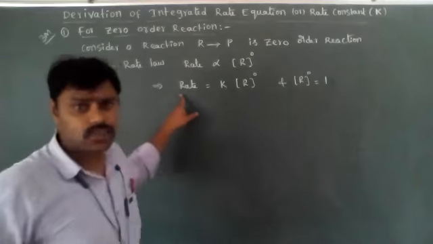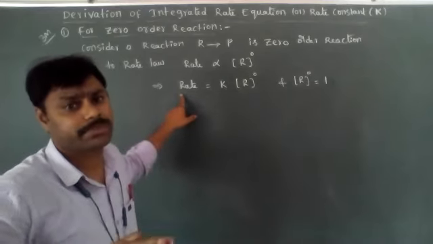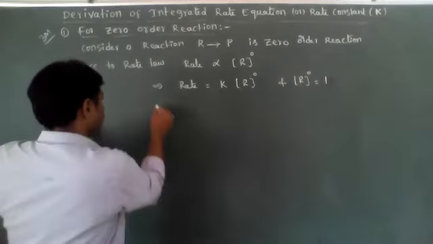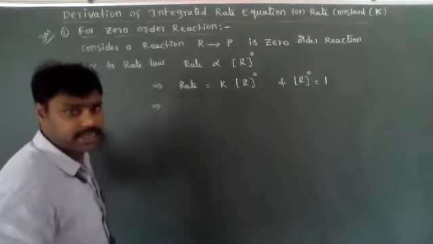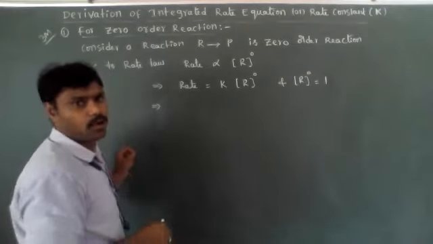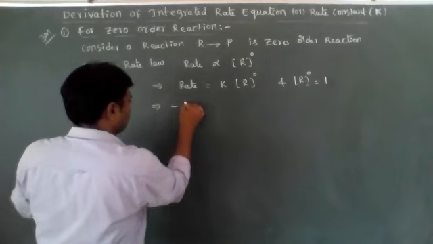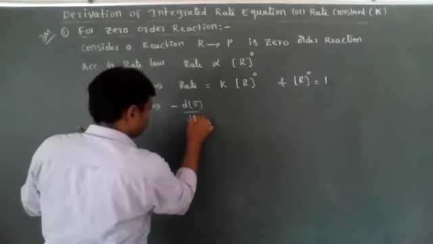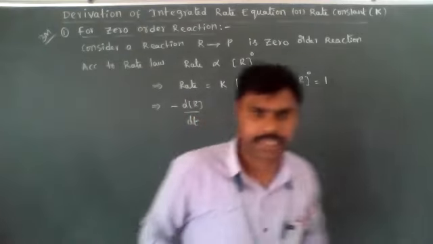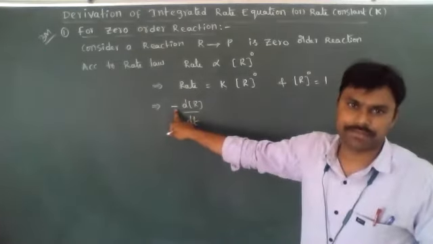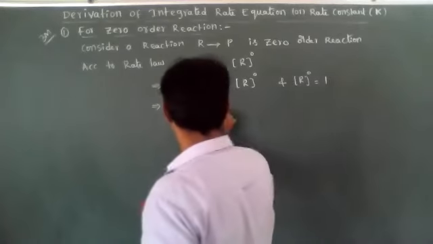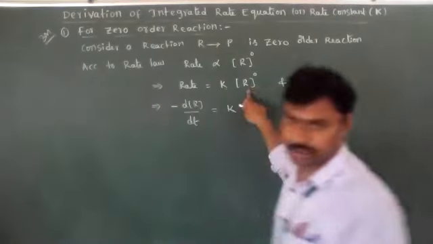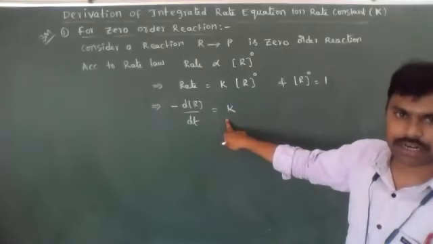And we know very well, dear students, we express the rate with respect to the concentration of reactant. The instantaneous rate at a certain point of time is nothing but minus dR by dt. The rate is with respect to reactants, so the negative sign will be present. Rate is equal to K, because R to the power 0 is equal to 1. This is for zero order reaction.